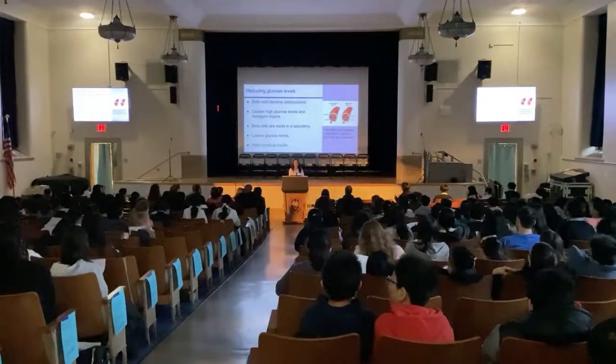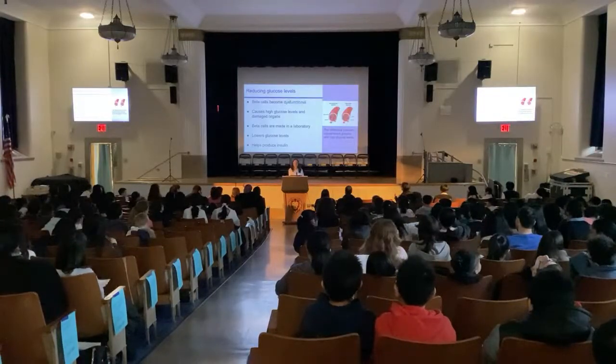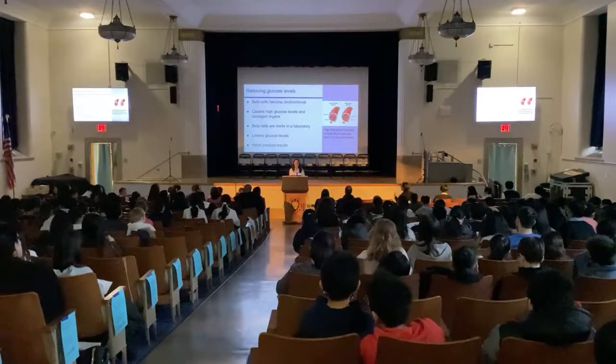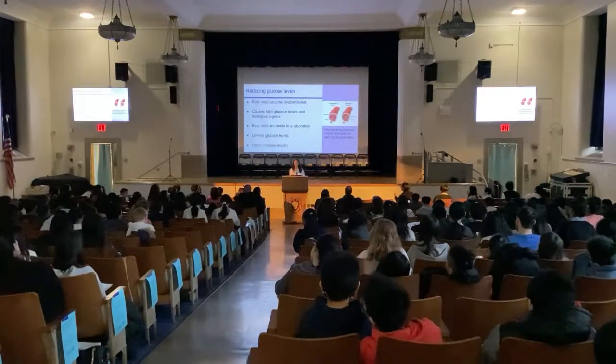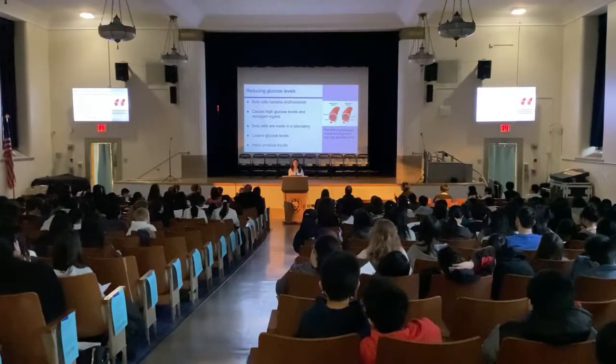Stem cells can affect individuals with diabetes by reducing their glucose levels. With both types of diabetes, beta cells become dysfunctional, causing high glucose levels and damaged organs. To treat this, beta cells can be made in a laboratory to lower glucose levels and help reduce insulin.